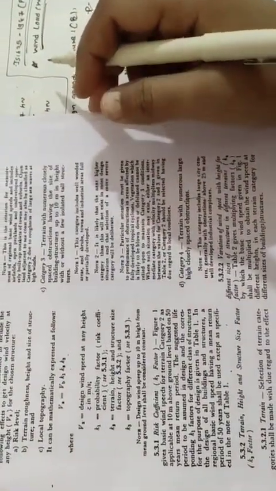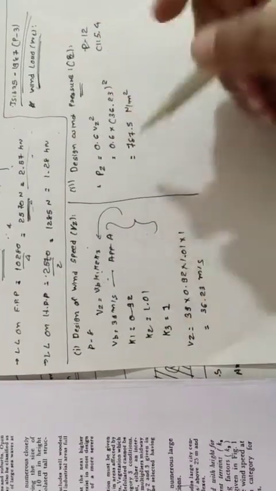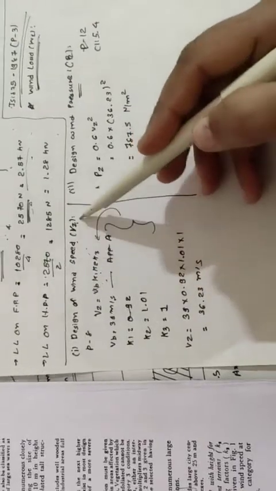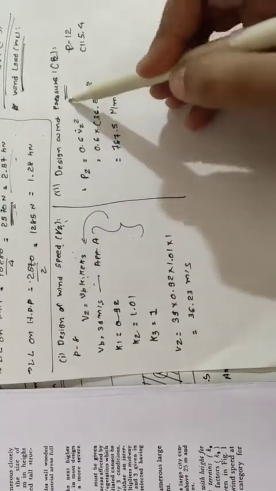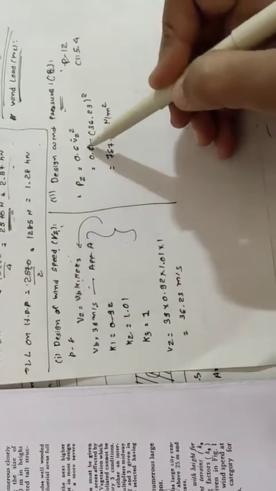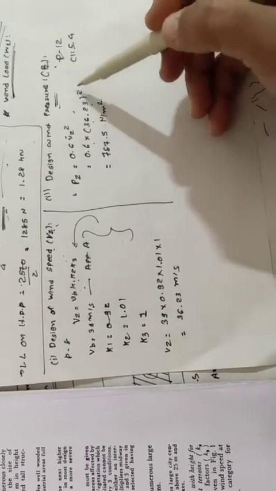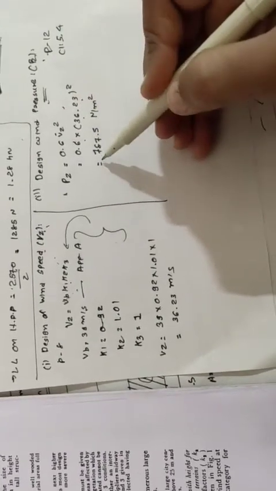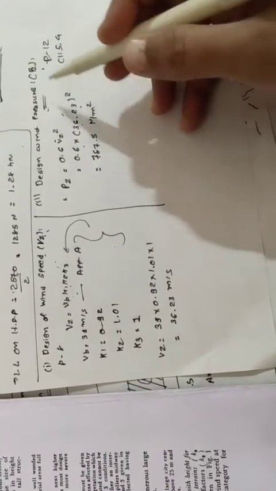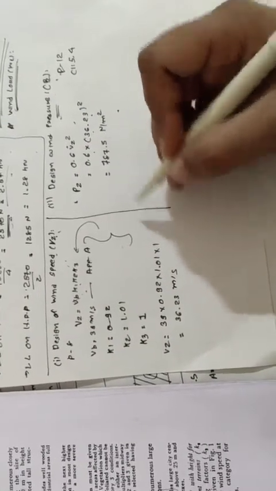If you have any questions regarding this lecture, you can ask me freely, right? Here we found two things: the design wind speed Vz, and based on that we found the design wind pressure, which is known as Pz. The equation of Pz is equal to 0.6 Vz square, which is 0.6 multiplied by 36.23 whole square, and the answer is equal to 787.5. The pressure unit is Newton per meter square, right? So both equations are fine.